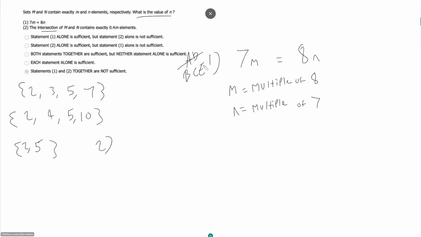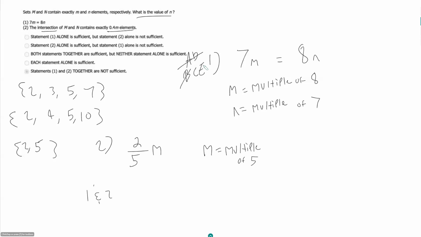So we cannot have a partial amount of elements in any of our sets. 0.4 is 2/5. So if the intersection contains 2/5 times M elements, what is this really telling us about M? All it's saying is M has to be a multiple of 5. First of all, this isn't telling us anything about N, which is what they're asking about, so that's going to be insufficient.